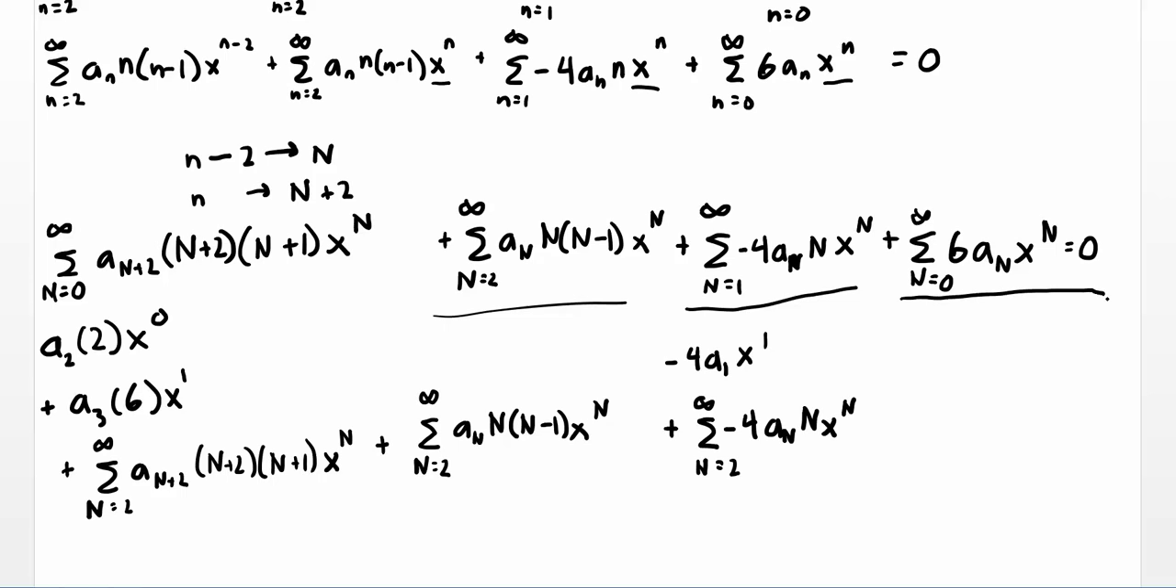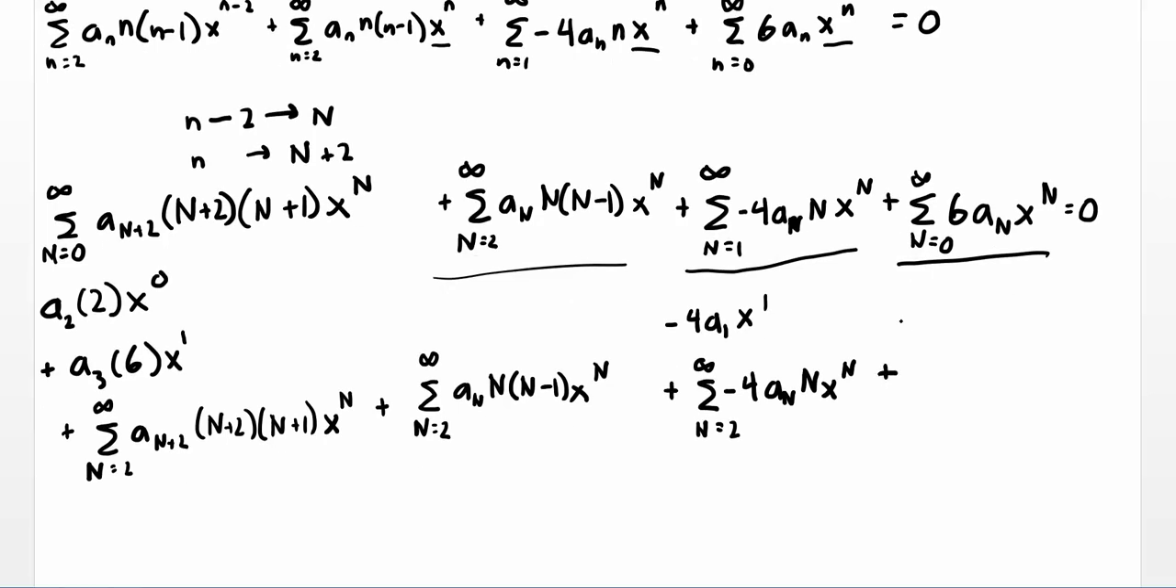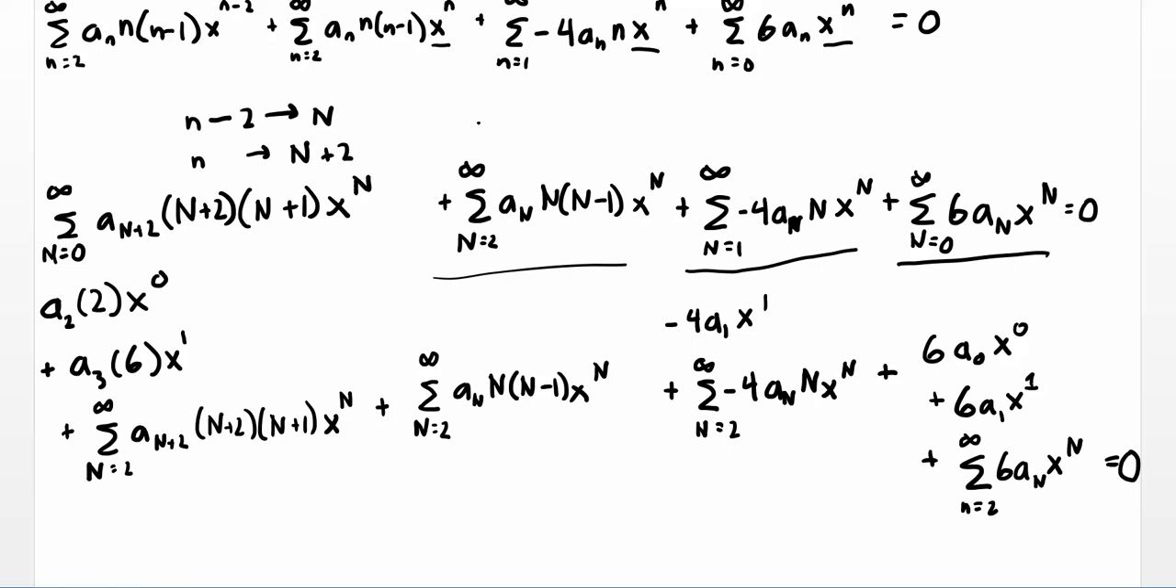Now when you look at this fourth series, again we have to write out two terms before we can get to n equals 2. So we'll write those out. Our n equals 0 term is 6 a sub 0 x to the 0 plus our n equals 1 term, 6 a sub 1 x to the first plus the rest of the series, n equals 2 to infinity, 6 a sub n x to the n. All of that is equal to 0.